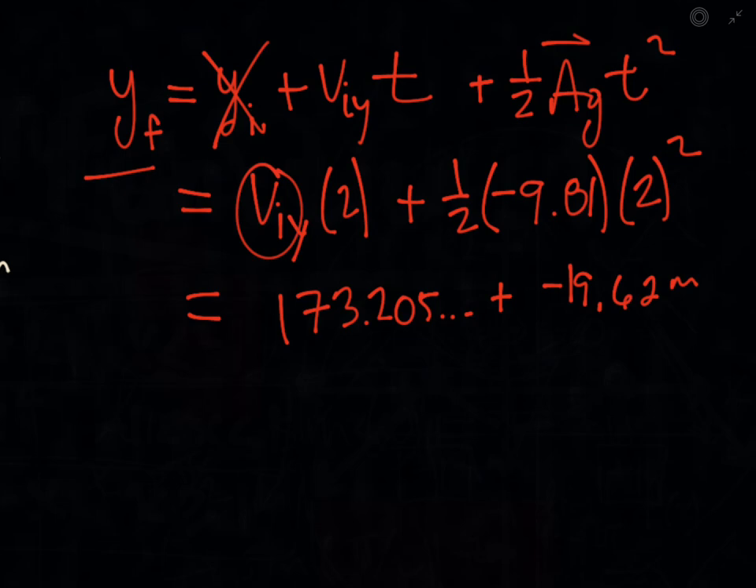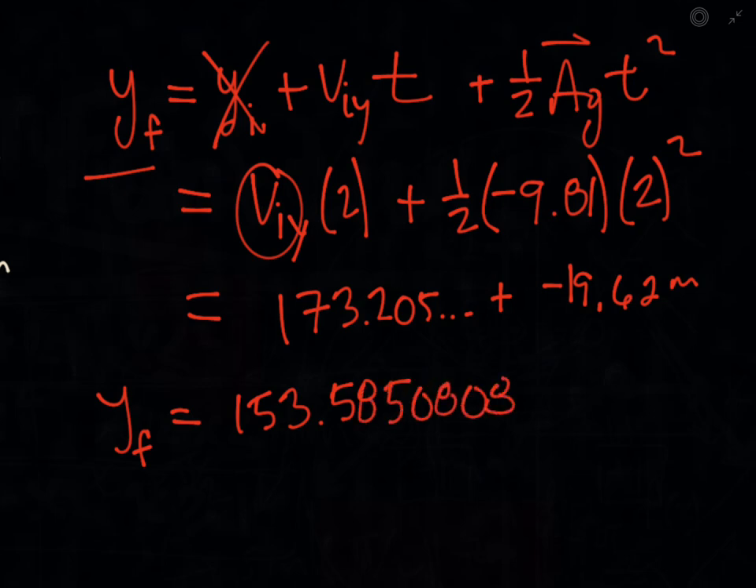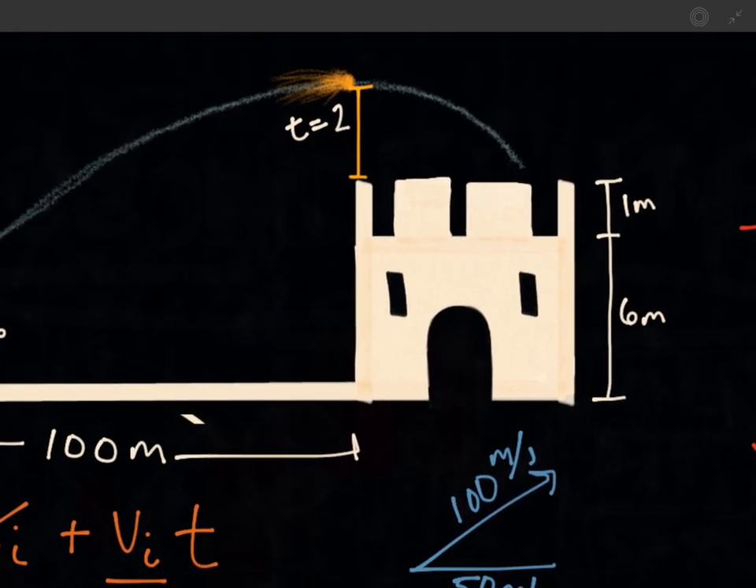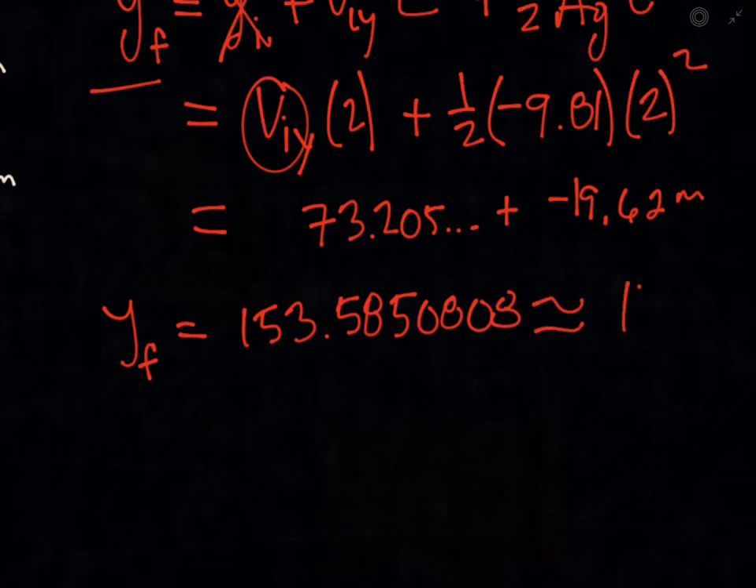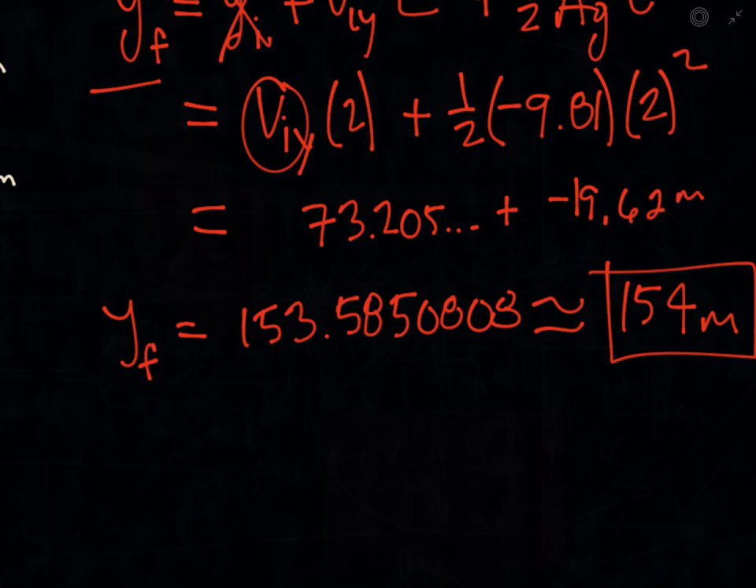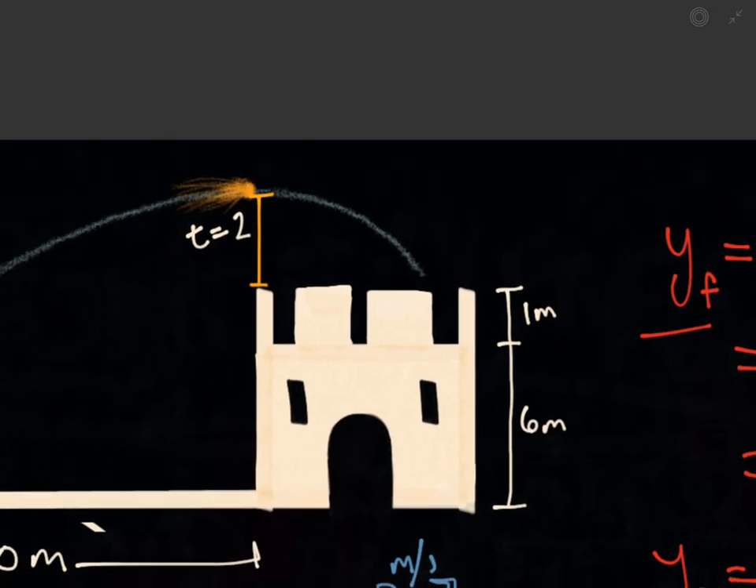And so if we simply add those numbers together, again using the entire full version of both of those that we keep in our calculator, we get that our final height is going to be 153.5850808. We don't really care about sig figs, so we'll just round that. We'll say that's about equal to 154 meters. So we're flying really high above this castle. After t equals 2 seconds, we're really arcing up there.